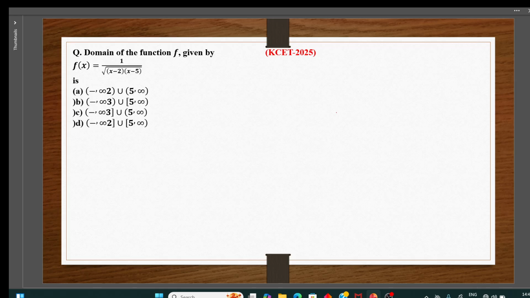What is the question here? The domain of the function f given by f of x is equal to 1 by square root of (x minus 2) into (x minus 5) is. So this question is from KCET 2025.